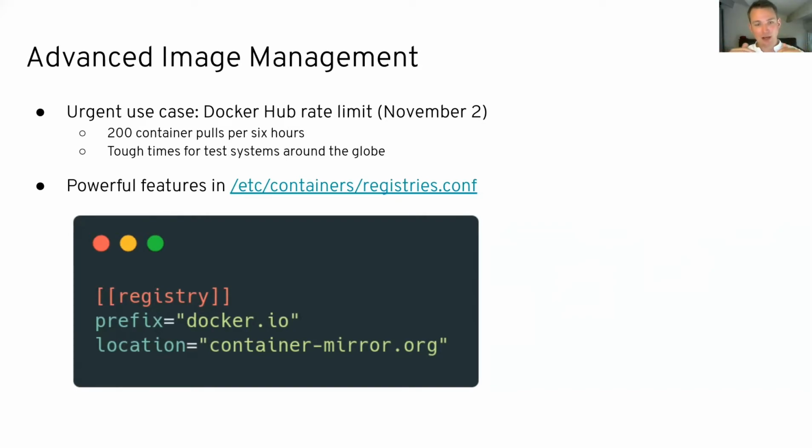What's happening under the hood is that we set the prefix to docker.io, and then we configure a specific location, which can be a container mirror. We use the mirror of GCP. What happens underneath is that when we pull an image from docker.io, it will actually be pulled from this specific location.